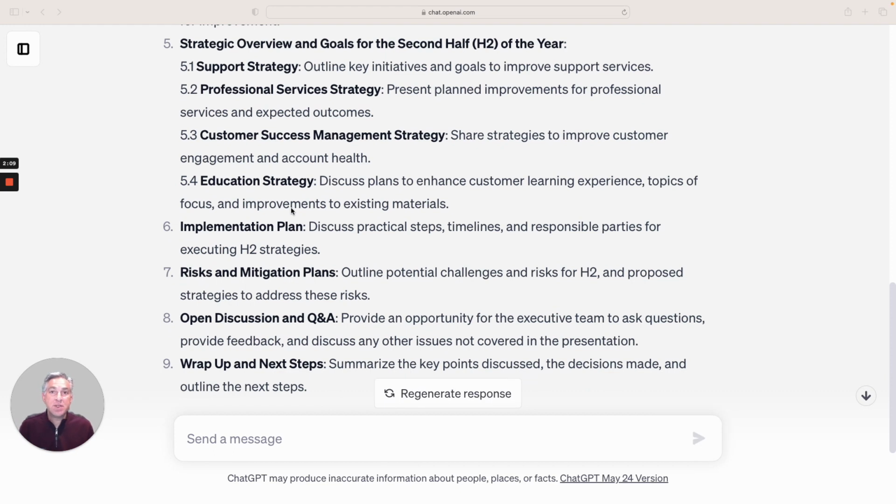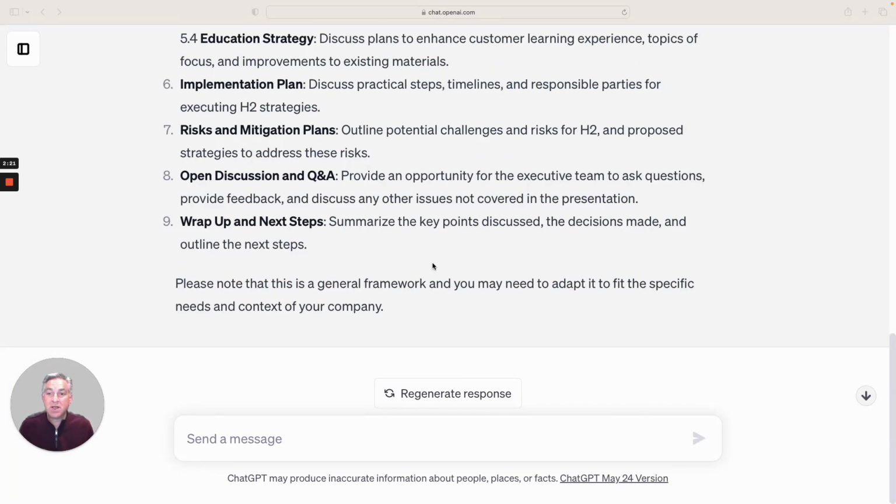And like most things in ChatGPT, this is a great skeleton in a draft to help you overcome writer's block or you're not sure what to do, but it often is not something that you can copy and paste directly.